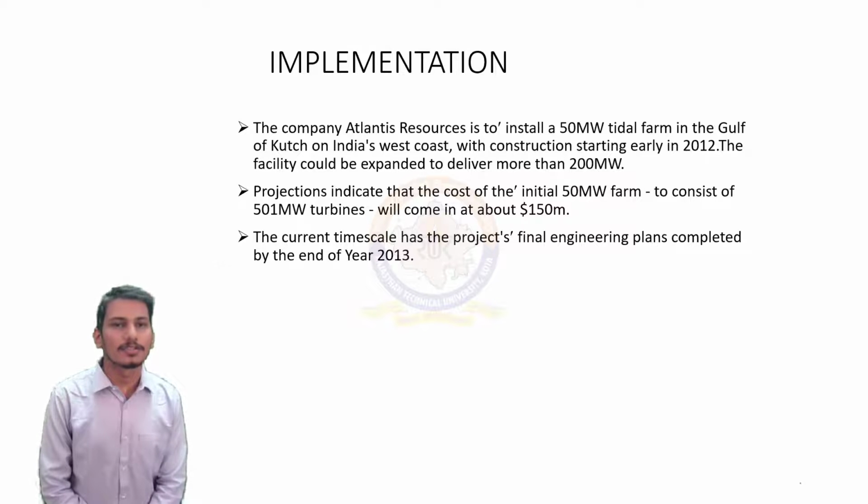The company Atlantic Resources is to install a 50 megawatt tidal farm in the Gulf of Kutch on India's west coast. With construction starting in early 2020, the facility could be expanded to deliver more than 200 megawatts. Projections indicate that the initial 50 megawatt farm, consisting of 50 1-megawatt turbines, will cost $150 million. The current timescale of the project has final engineering plans completed by the end of 2030.